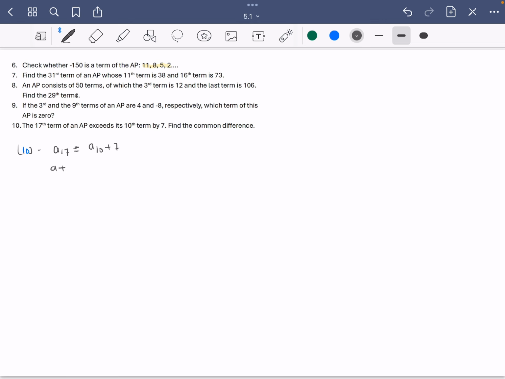So a17 means a + (17 - 1) times d. 16d should be a + (10 - 1) times d + 7, because the 17th term exceeds the 10th term by 7. We cancel out a, and 16d is going to be 9d + 7. So 16d - 9d is going to be 7, 7d is equal to 7. So d is 7 over 7, that is 1. So the common difference is 1.